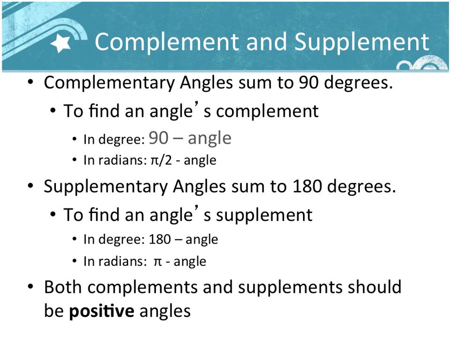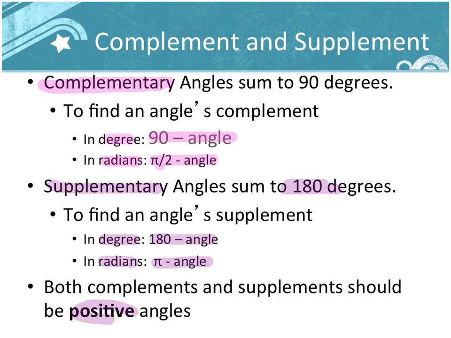All right, complement and supplement. Again, something hopefully you remember from our early ages of geometry. The complement of something is two angles that sum to 90 degrees. So if I want to find the complement of an angle and it's in degrees, I would take that angle and subtract it from 90. If it's in radians, I subtract it from pi over 2. Two angles that are supplementary are angles that sum to 180 degrees. So to find the supplement of an angle in degrees, I do 180 minus the angle, and in radians, it's pi minus the angle.